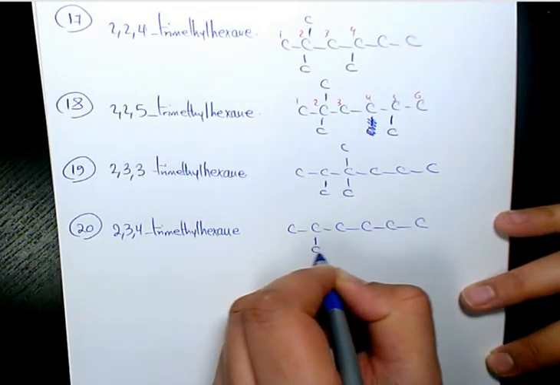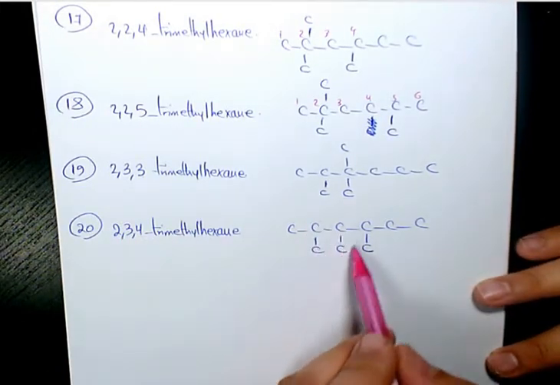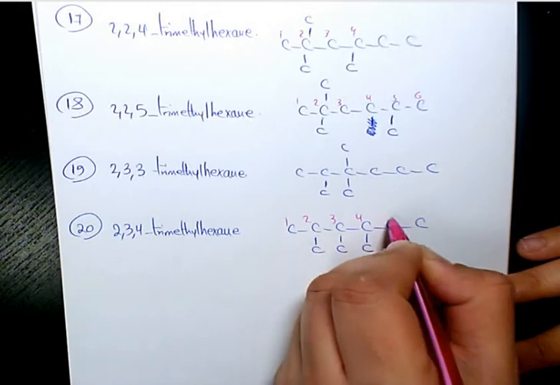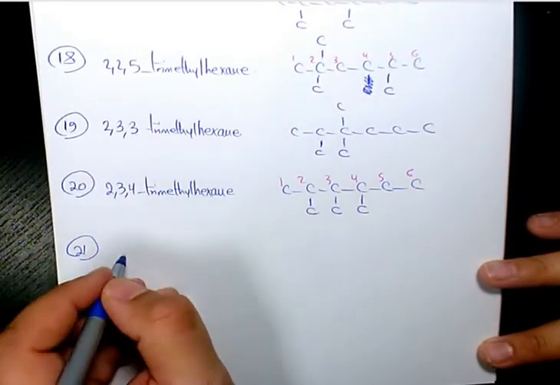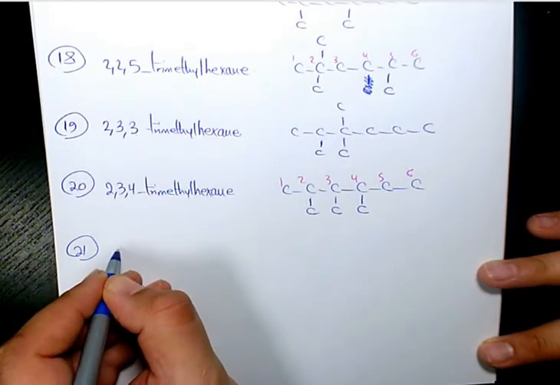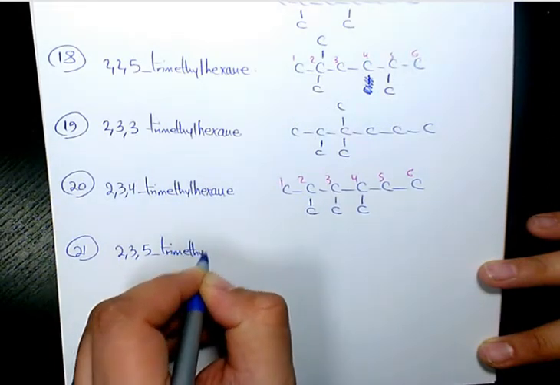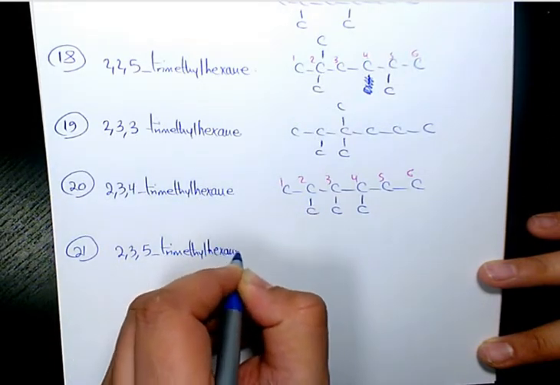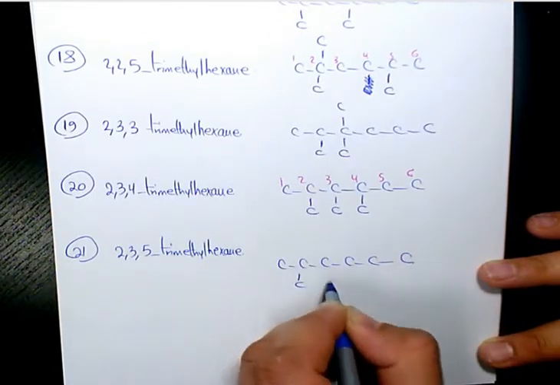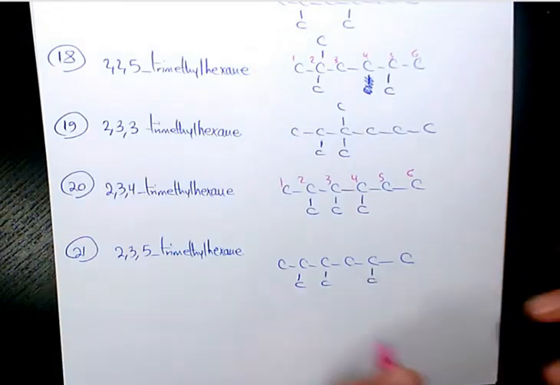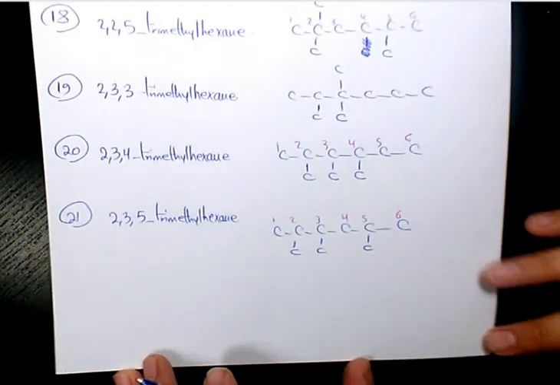1, 2, 3, 4, 5, 6. 1, 2, and 3 methyl. It's going to be on the second, third, and fourth. 1, 2, 3, 4, 5, 6. 21 is going to be 2, 3, and 5 trimethyl hexane. 1, 2, 3, 4, 5, 6. 2, 3, and 5. So 1, 2, 3, 4, 5, 6.